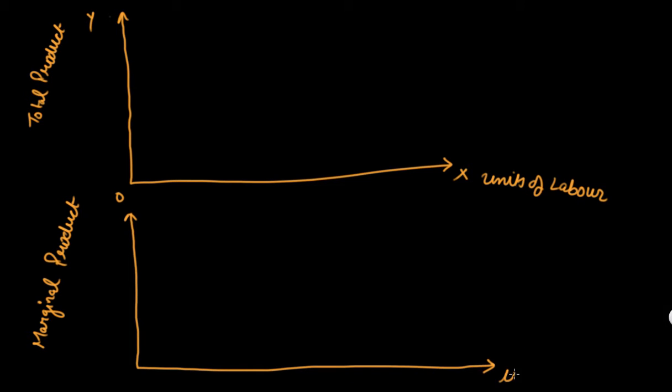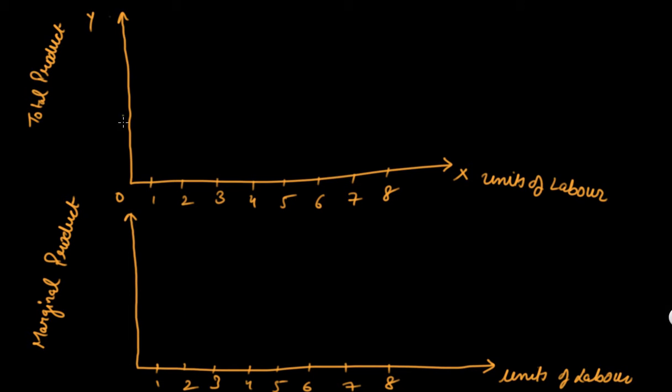Here also the units of labor we will take: 1, 2, 3, 4, 5, 6, 7, and 8. Parallel to this, we will take 1, 2, 3, 4, 5, 6, 7, and 8, extremely parallel to this. And then your total product. Let's take it on a scale of 5: 5, 10, 15, 20. Let's take it on a scale of 1, 2, 3, 4, and 5.